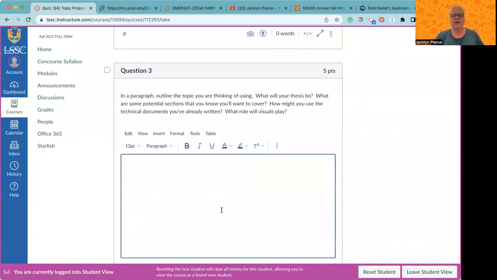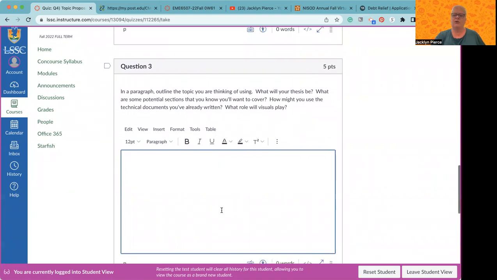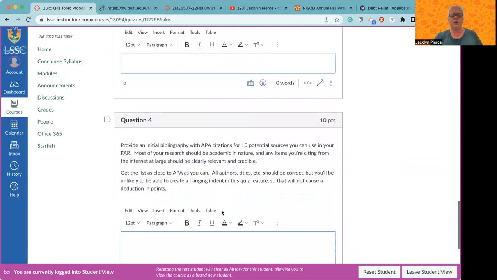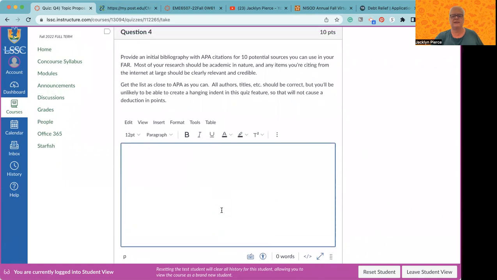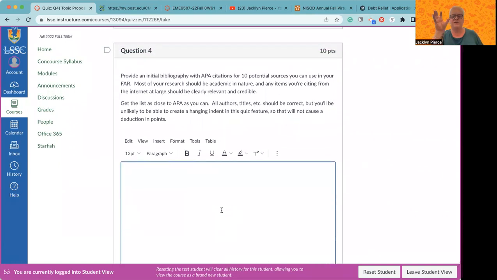Another paragraph, outline the topic you are thinking of using. What will your thesis be? What are some potential sections that you know you'll want to cover? How can you use the technical documents that you've already written? And of course, what role will visuals play? Now, this one is a little bit more intense, and you're going to refine this exact information for the next assignment related to this. So keep these, make sure you keep access to this.